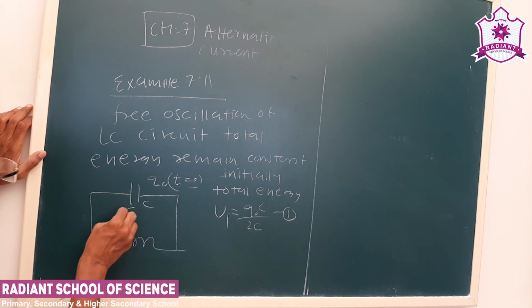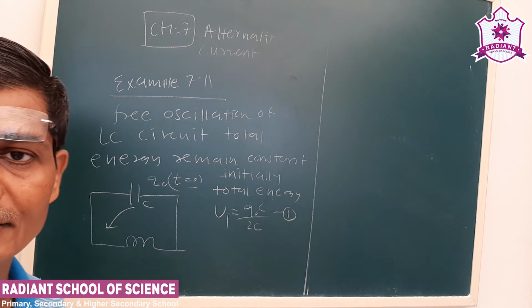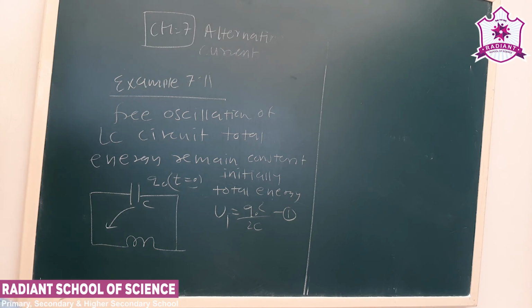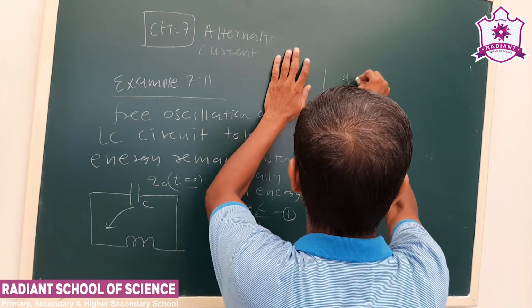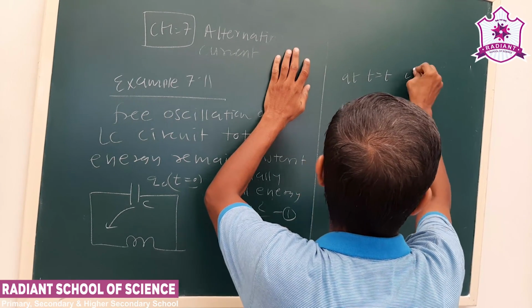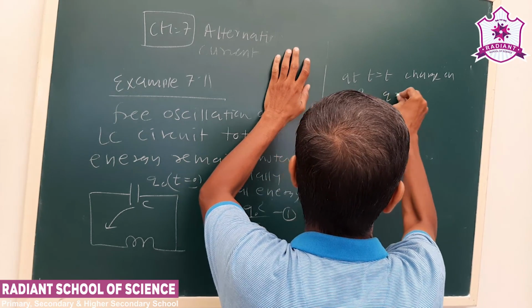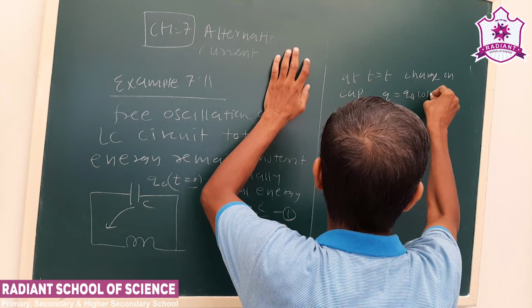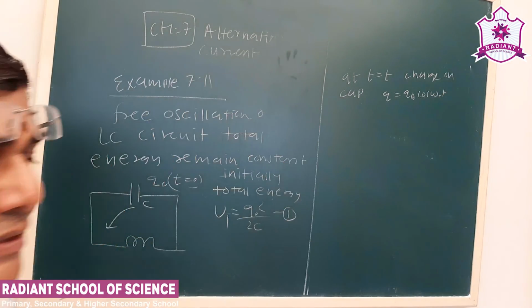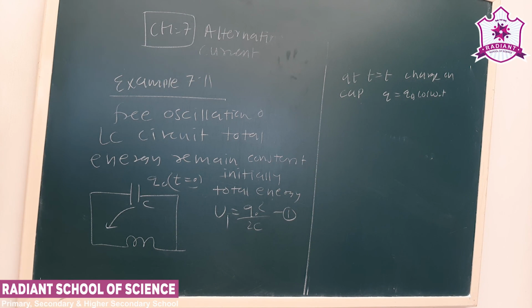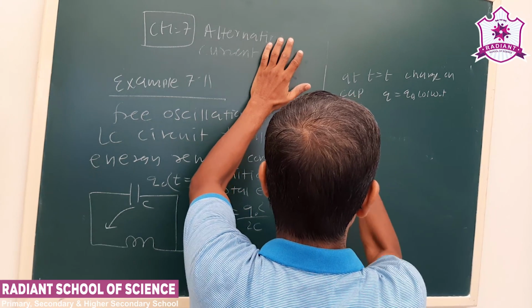See, as time passes, the capacitor discharges. Now the energy is in two forms: one is the electric field and second is the magnetic field. Now at time t, the charge on the capacitor is Q equal to Q0 cos omega 0 t. That we have seen while discussing the theory. So now see the energy of the electric field.